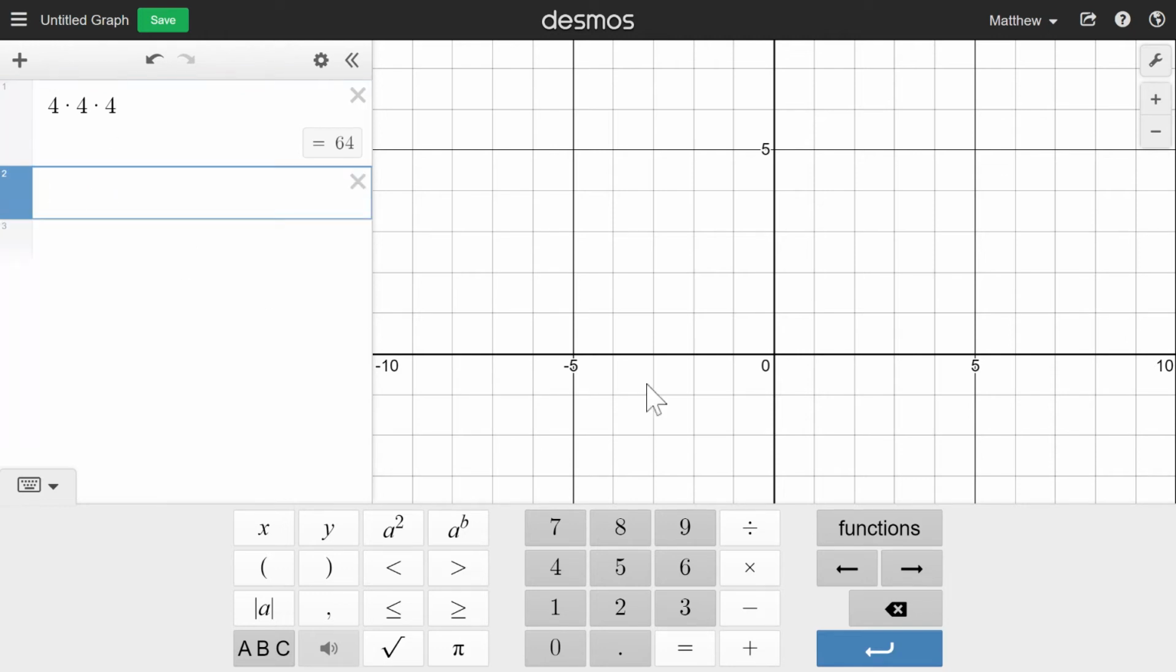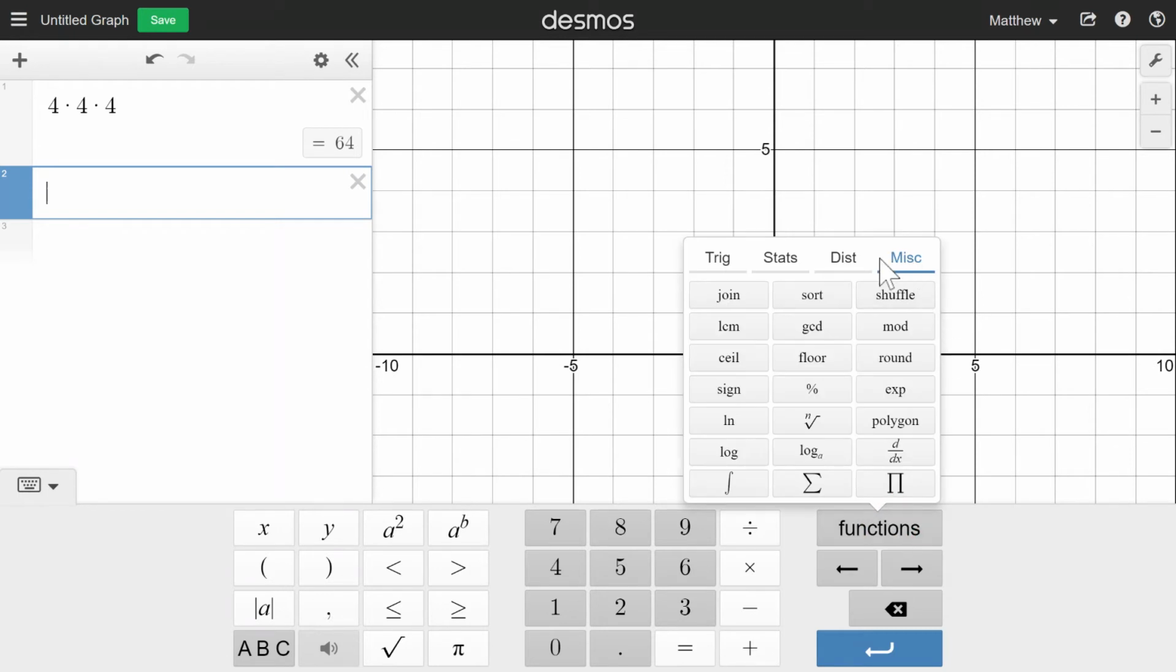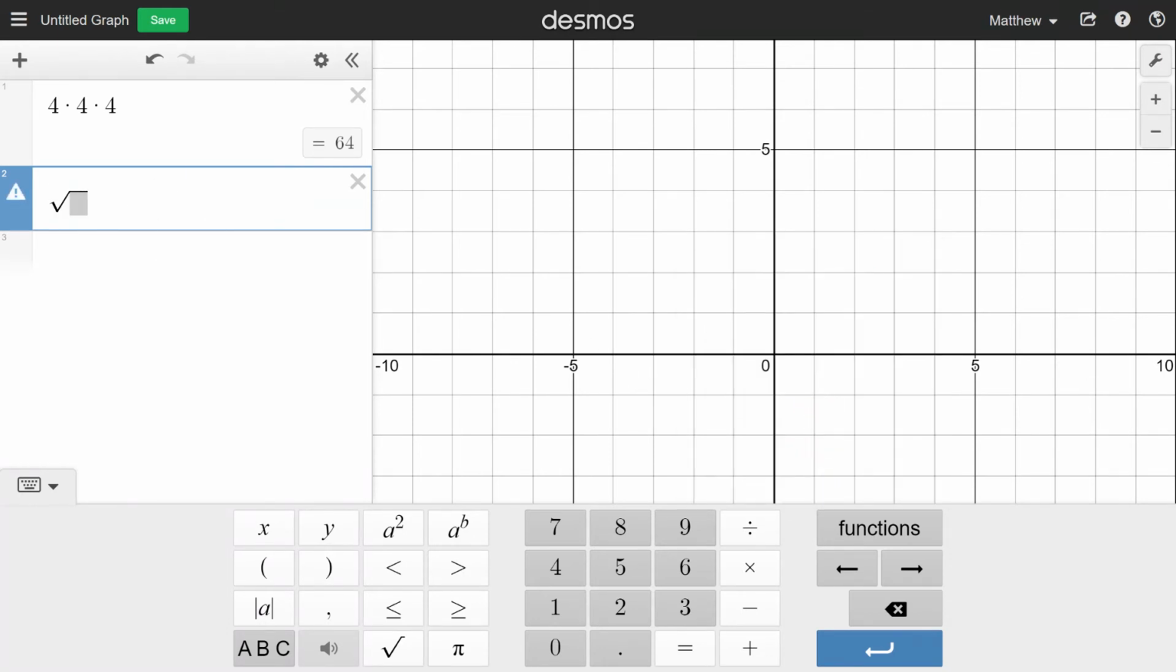So that means if I go to functions and under miscellaneous, you should find a symbol that says n root, okay? It's going to look a little funky, but you can actually choose what root to take a number at, okay? So I'm going to type in a 3 there. So it's going to be a third root of 64.